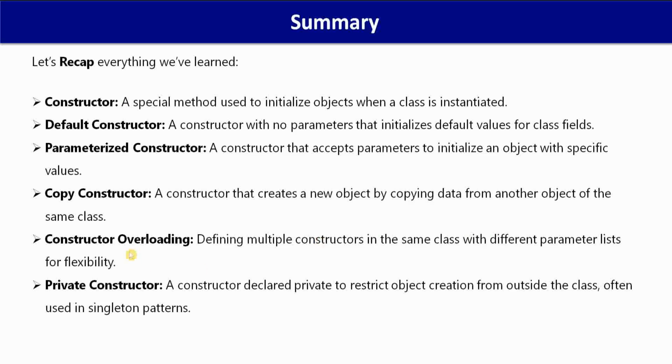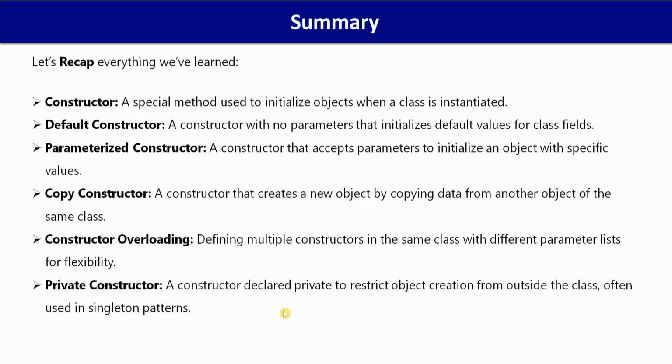Next one, we have overloading of constructor, defining multiple constructors in the same class with different parameter lists for flexibility. So constructor overloading, we also saw this, where we can create multiple constructors with the same name but different parameters. This is the thing you have to remember, we have the same constructor name but different parameters. Parameters should be different, not the same, otherwise it will throw an error. Private constructor, a constructor declared private to restrict object creation from outside the class, often used in singleton patterns.